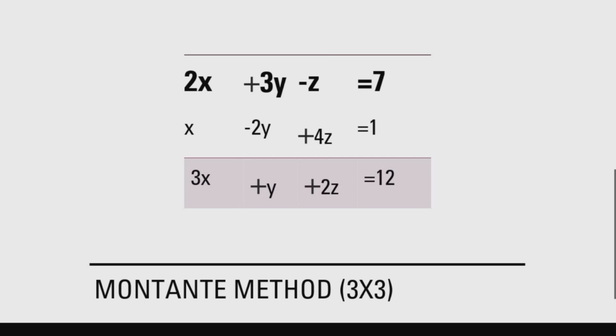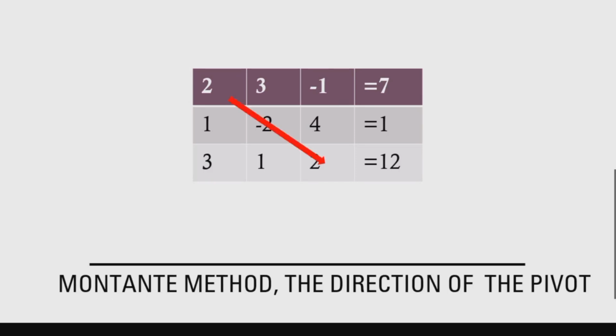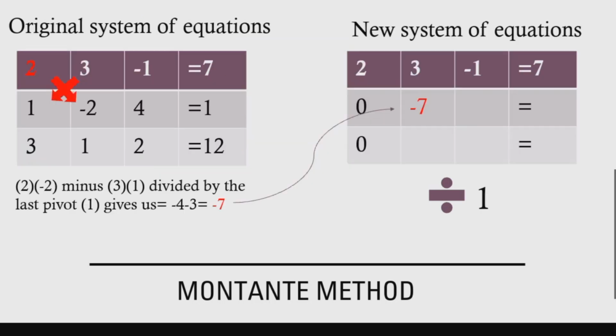We are going to take the numbers that are by the side of each x, y, and z, and we end up with this. Now we are going to check the direction of the pivots. In this case, we are going to be using 2, as you can see in here. The columns of the 2 will be turned to 0, and the line will stay exactly the same. Now, because we don't have any pivot before 2, we are going to be using 1.